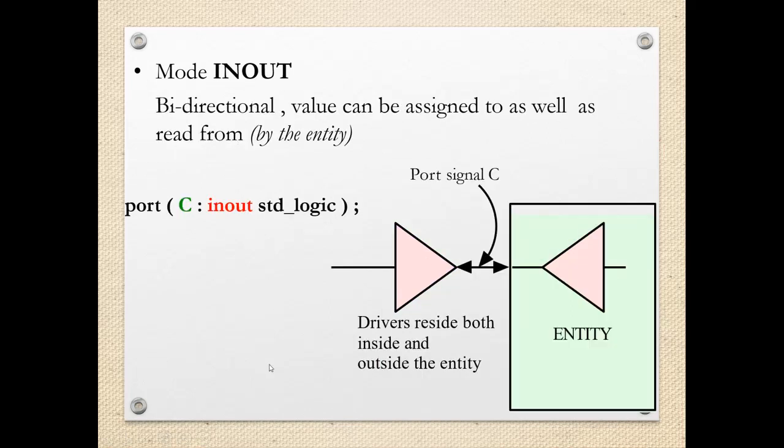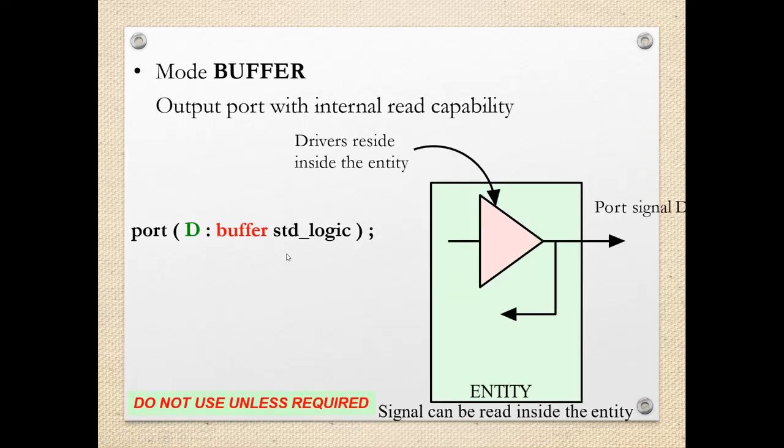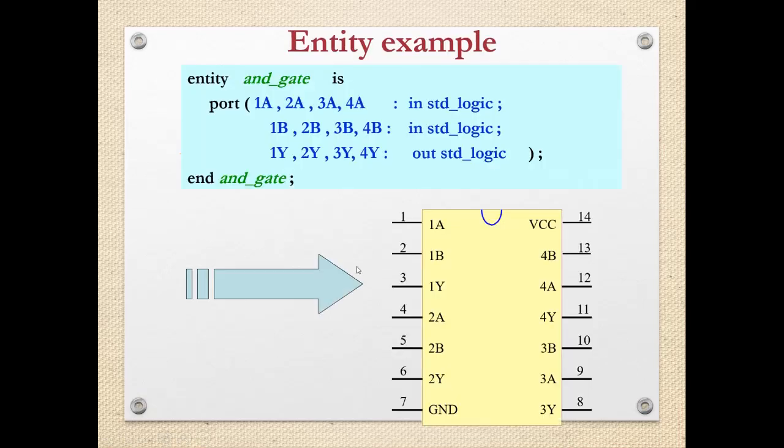Then the next one is of in out type, so we can use that signal as an input signal as well as an output signal. So I can declare it as port C, mode is in out, and the type is STD logic. Or here it is a buffered signal, so I can write it as D, buffer STD logic. So this is one example in which some input and output ports are shown.